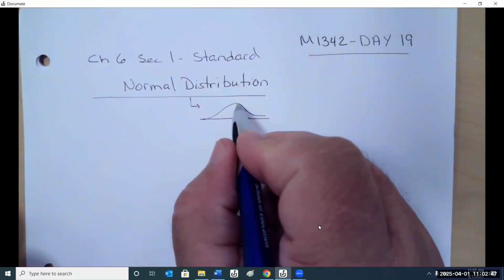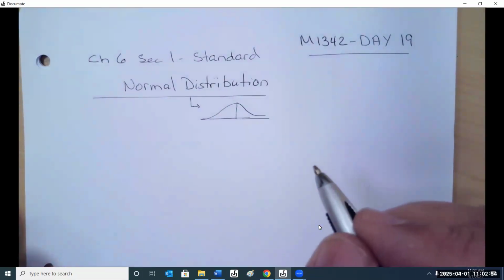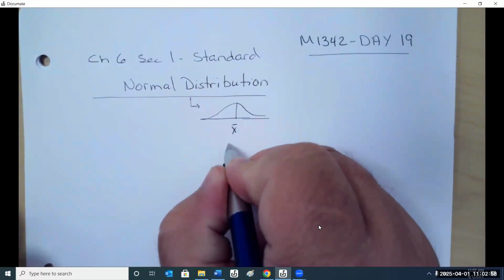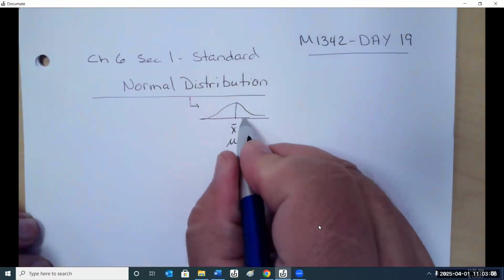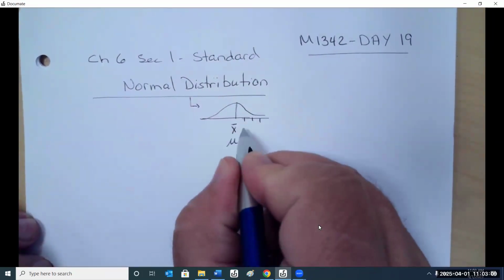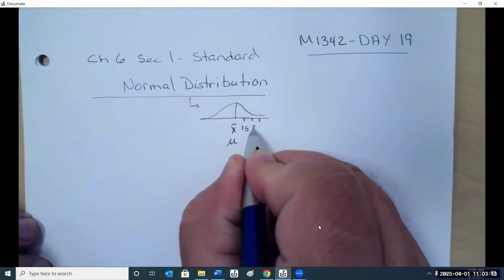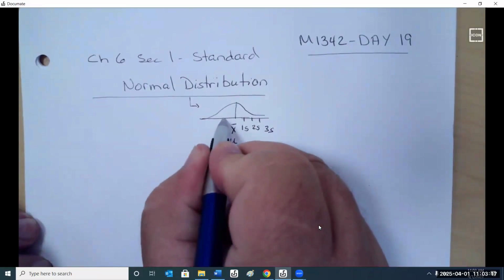Remember what the middle of the bell curve is? What value goes there? The mean. If you're doing a sample, then it's X bar. If you're doing a population, then it's mu. And then we have three standard deviations to both sides.